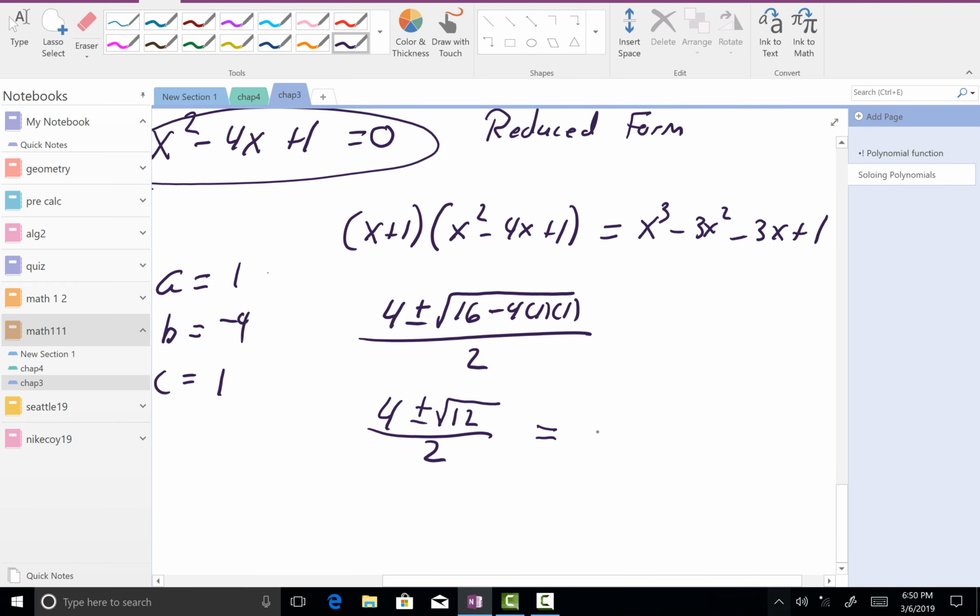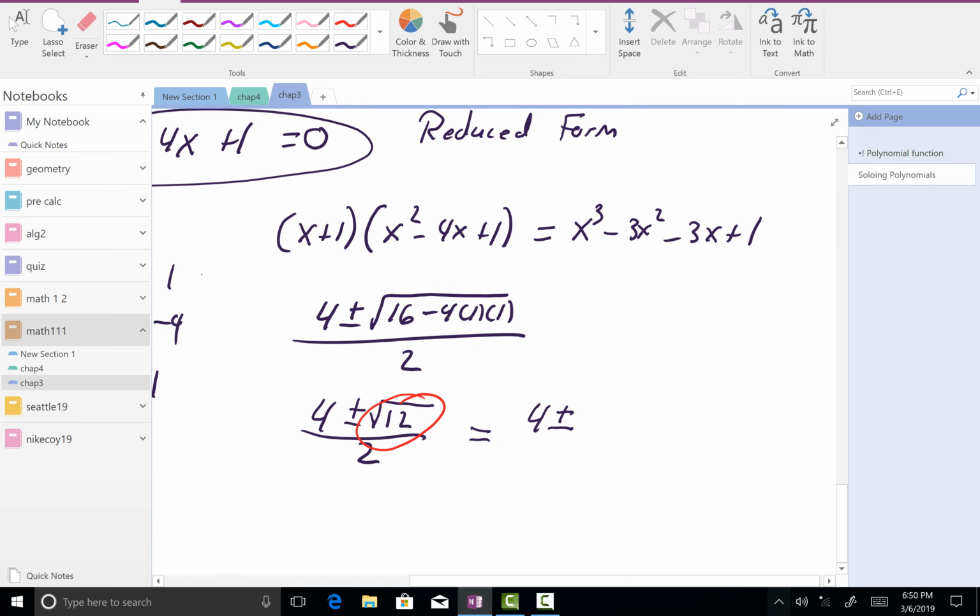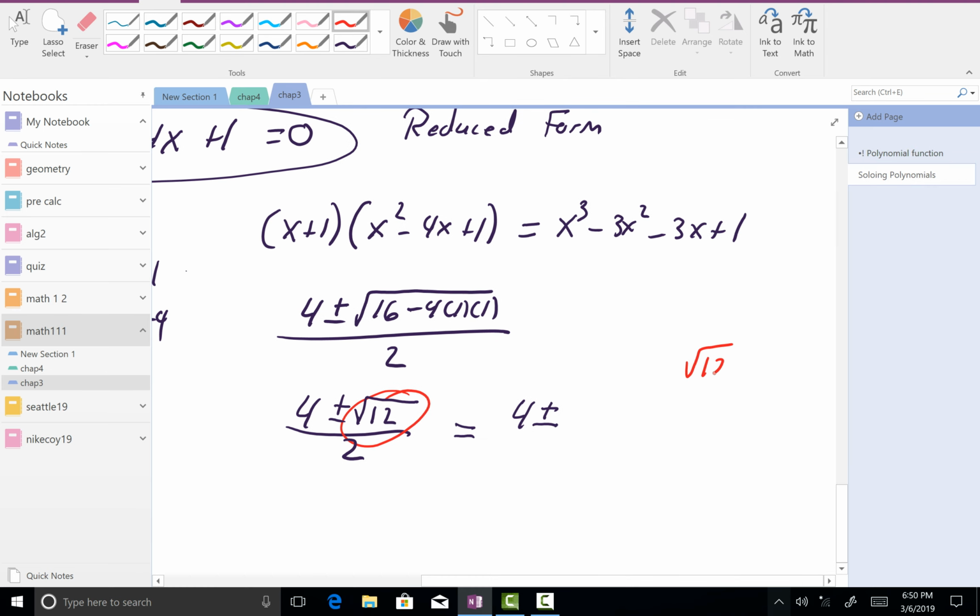Now here's what the book's going to do. Here's what we want to do. So we're going to go 4 plus or minus this square root of 12. I want to come over to the side a little bit here. That can be simplified.